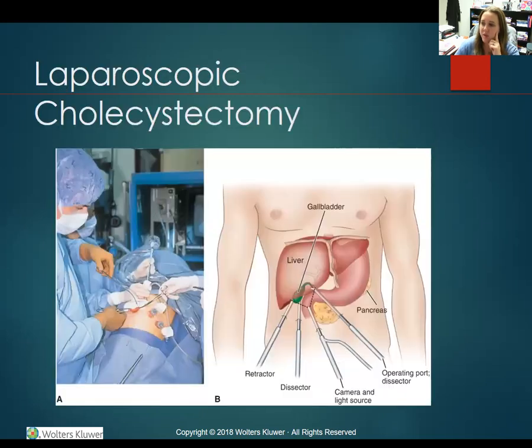Okay. And then laparoscopic cholecystectomy is the standard for management. So that's removal of the gallbladder. We go in with the laparoscope. They usually have 3 or 4 laparoscopic incisions, just depending on the approach that they need to take to get in and get it out.